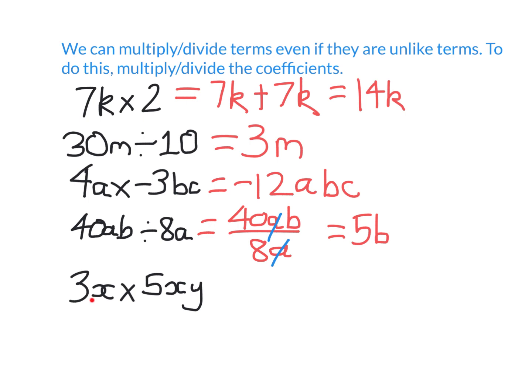All right, what about this last one? 3x and 5xy. Again, not like terms, but I can still multiply them. I multiply the coefficients. 3 times 5 is 15. Now, x times x is actually x squared. So I'm going to write x squared and then just write the y.